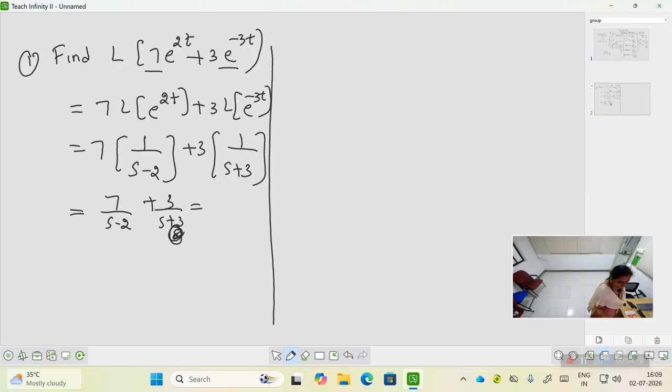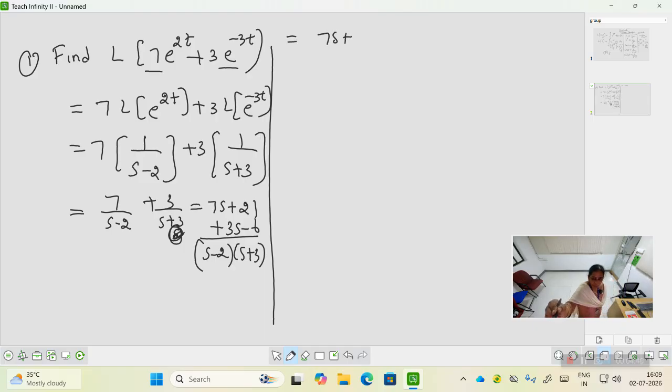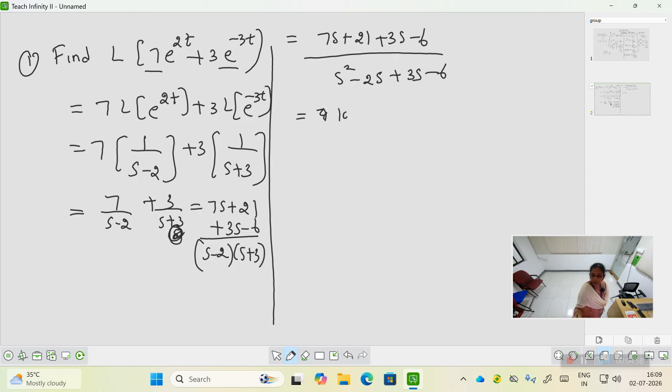If I take the LCM or cross multiply, I get 7s plus 21 plus 3s minus 6, whole divided by s minus 2 multiplied by s plus 3. Which is equal to 7s plus 21 plus 3s minus 6, whole divided by s squared minus 2s plus 3s minus 6. So which is equal to 10s plus 15.